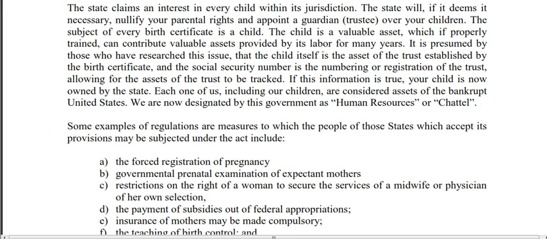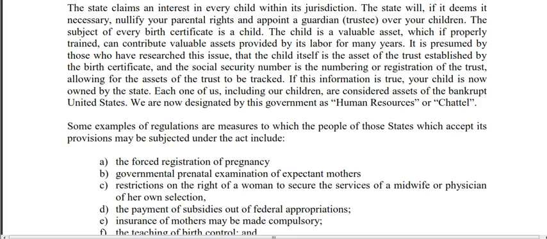The child is a valuable asset which, if properly trained, can contribute valuable assets provided by its labor for many years. It is presumed by those who have researched this issue that the child itself is the asset of the trust established by the birth certificate, and the Social Security number is the numbering or registration of the trust, allowing for the assets of the trust to be tracked. If this information is true, your child is now owned by the state. Each one of us, including our children, are considered assets of the bankrupt United States. We are now designated by this government as human resources or chattel.